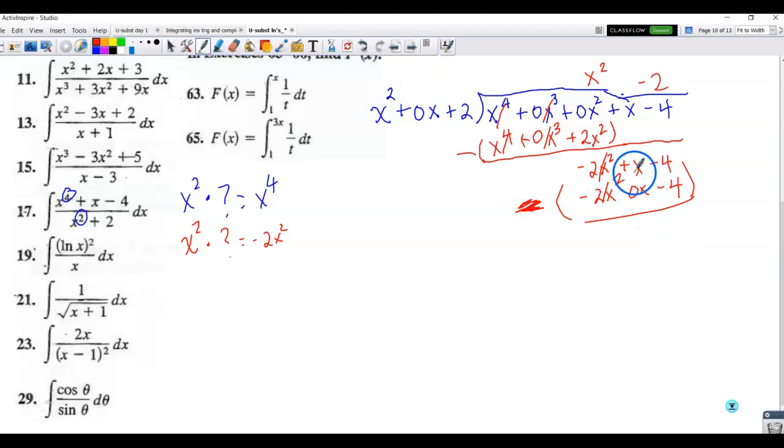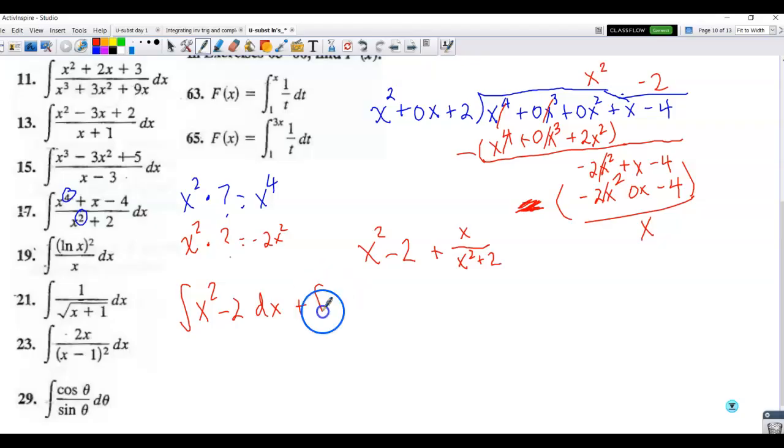Out, out. That's going to be x. And negative 4 minus, or plus 4 is 0. So our new expression is x squared minus 2, that's the quotient, plus the remainder of x over the divisor, x squared plus 2. So I'm going to integrate x squared minus 2 by itself, and then I'm going to integrate x over x squared plus 2 by itself.